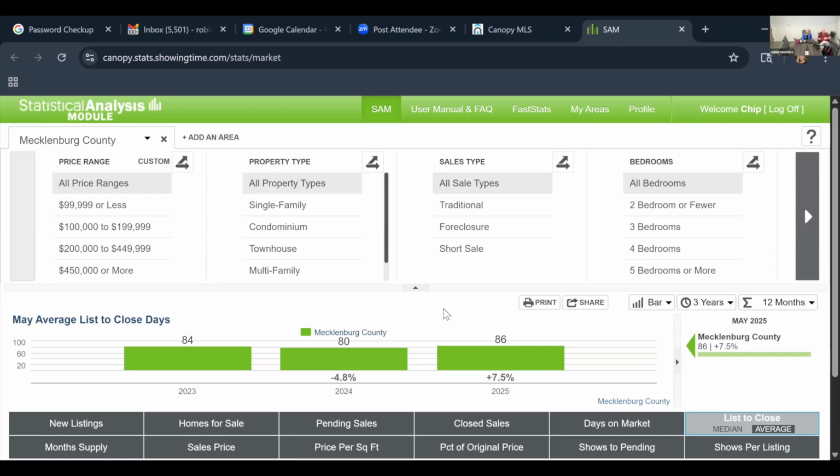It can include price reductions in here. It can include all the activity, but the original list date to when the property actually closes, we're at 86 days. Let's just look at single family. Let's look at single family, all right, 77 days versus 75.